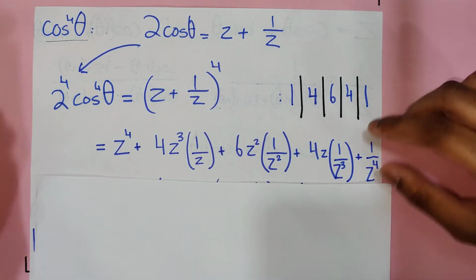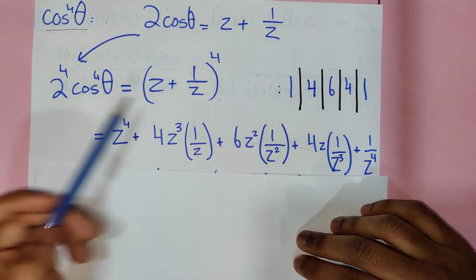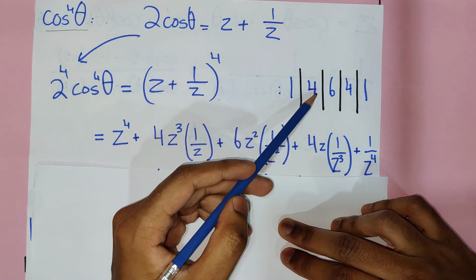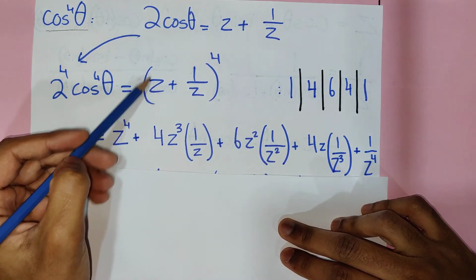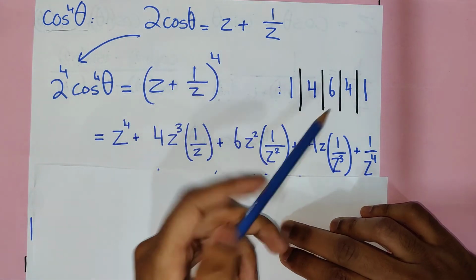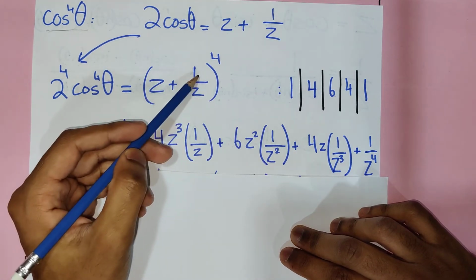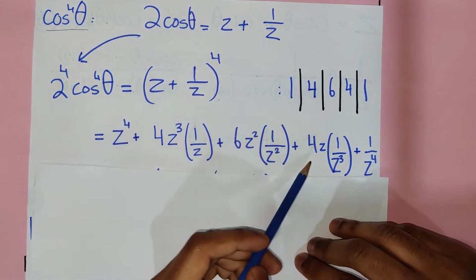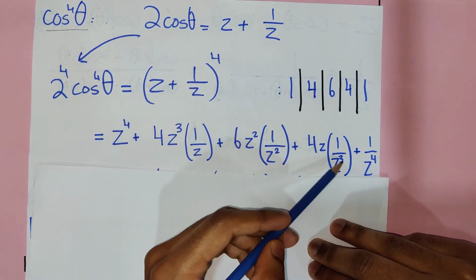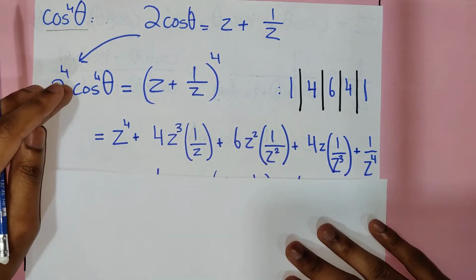So we can repeat the process that we did before and expand this. So we end up with 1 z to the 4, then we have 4, remember you drop the power, z cubed, and then you introduce this, multiplied by 1 over z, and then you have 6 z squared, drop the power again, increase this power by 1, by 1 over z squared, plus 4 by z by 1 over z cubed, and then you have 1 by 1 over z to the power of 4.